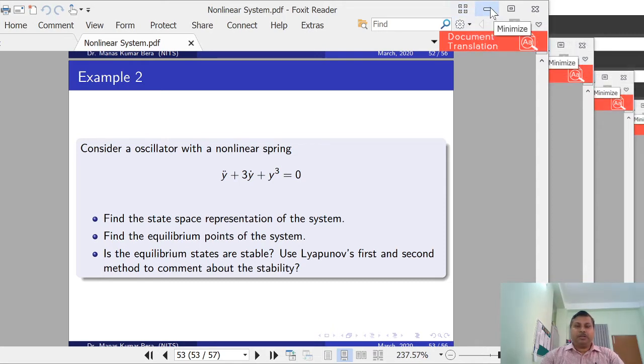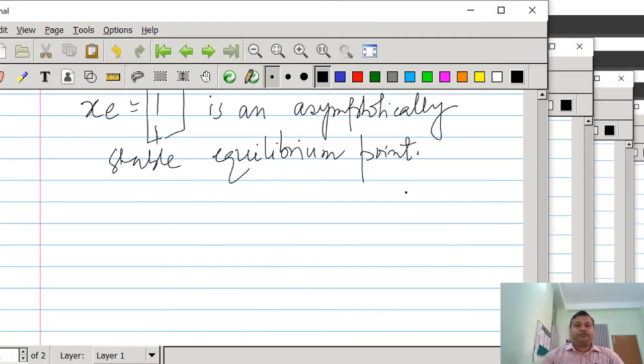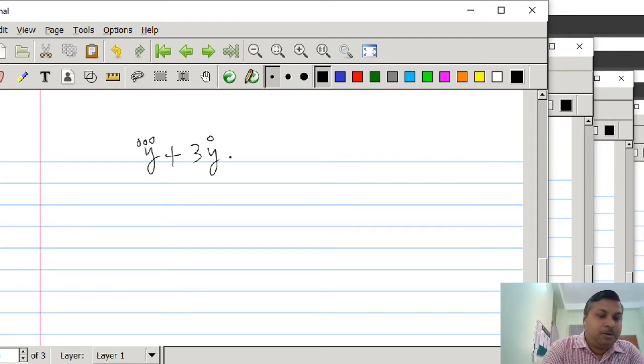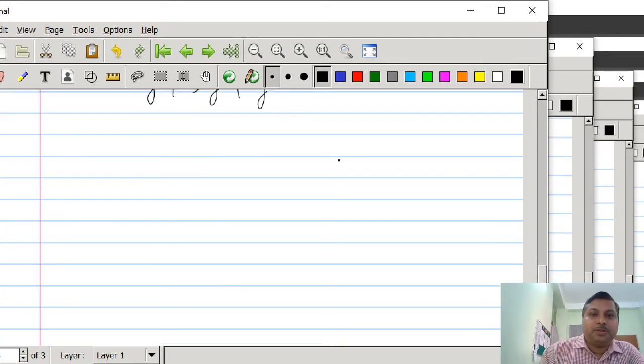Okay, so let us solve this one. Now we are going to the next page. You see that the system which is given is y triple dot plus 3y dot plus y cube is equal to 0. Okay, so now the first question is that we have to represent this system using state space.